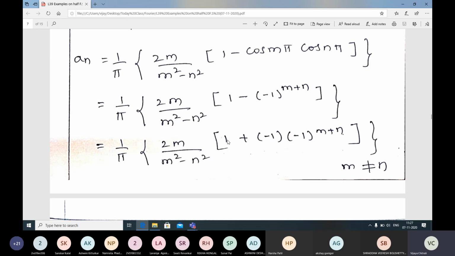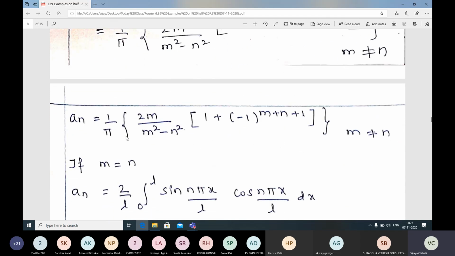I'll write this as 1 plus minus 1 raised to m plus n, provided m is not equal to n. So already we have minus 1 raised to m plus n, one more added. So we'll get the next step as 1 by pi, 2m divided by m square minus n square, into 1 plus minus 1 raised to m plus n plus 1, provided m is not equal to n.